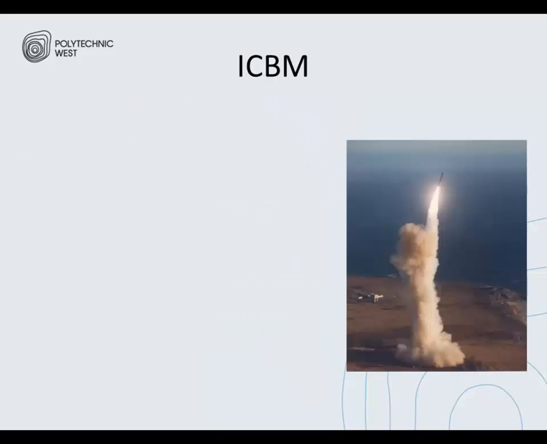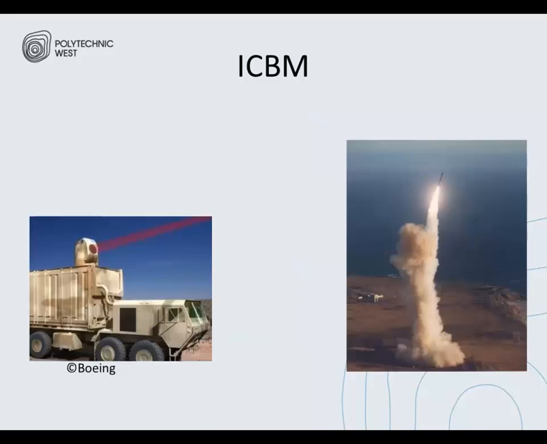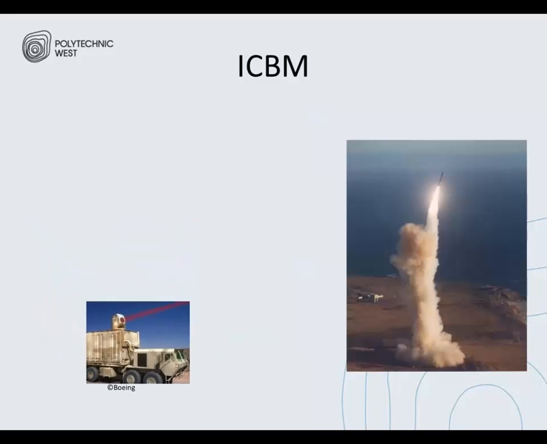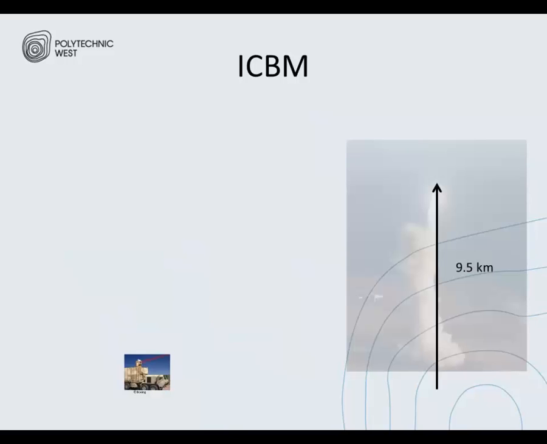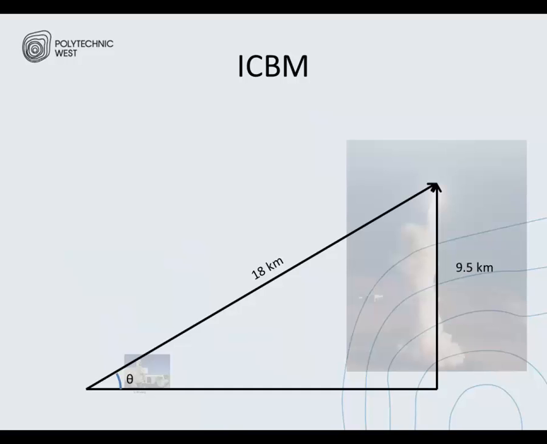Another example. I need to shoot down a missile, and I need to shoot it down using my high-powered laser. I need to shoot it down when it's 9.5 kilometers up in the air. And I need to shoot it down when it's 18 kilometers away from me. So I need to know what angle to fire at in order to shoot it down at 9.5 kilometers altitude, 18 kilometers distance from myself. The angle there, that's what I want to find.